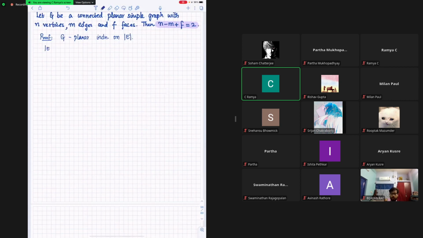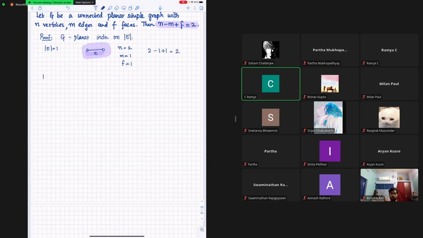So if the number of edges is just 1, then it means that there is an edge E like this, which means that the number of vertices is 2, the number of edges is 1, and there is just one face, right? The exterior face is 1. And this also satisfies that n minus m plus f is 2.